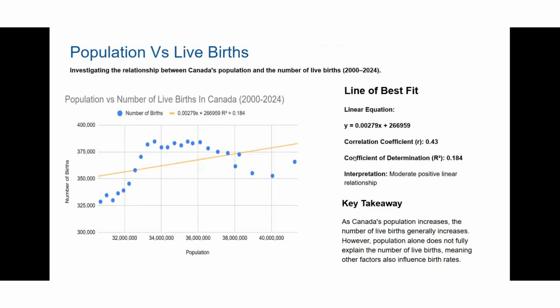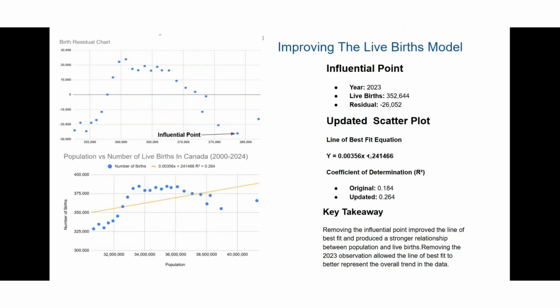You can see, I'll go back a slide. You can see this is the old equation, 0.00279 plus 266,959, and this is the new equation. You can see the slope increases, and the coefficient of determination also increases, meaning our graph, our correlation, becomes stronger. So that's just the effect of removing an uninfluential point. It can cause our correlation to become stronger.